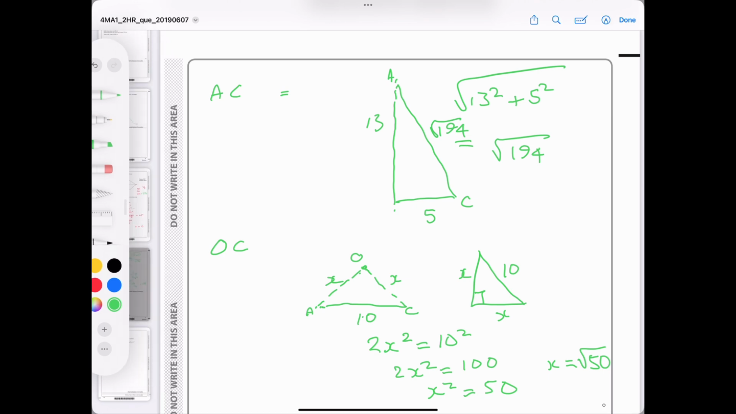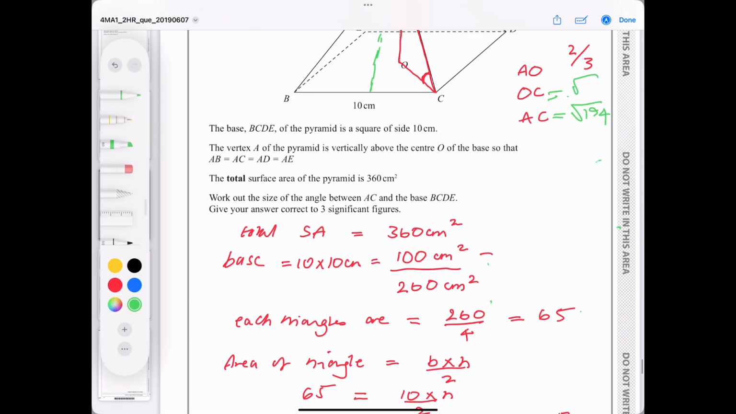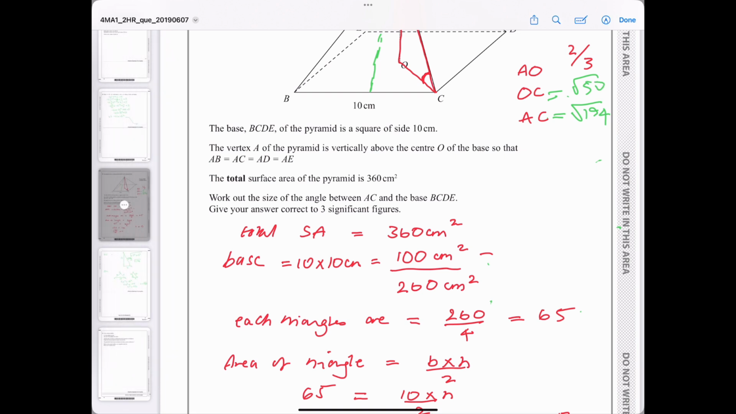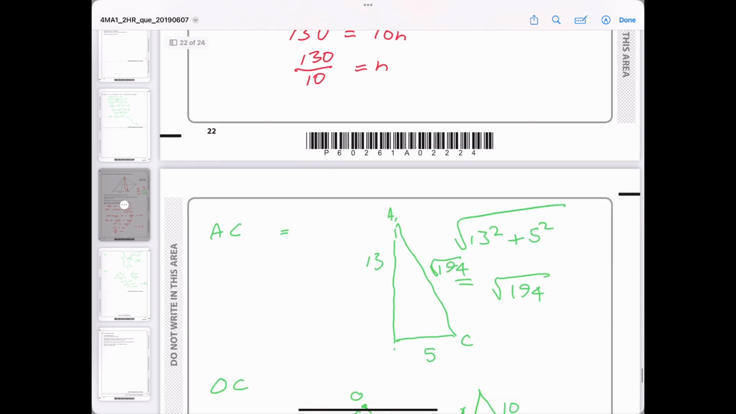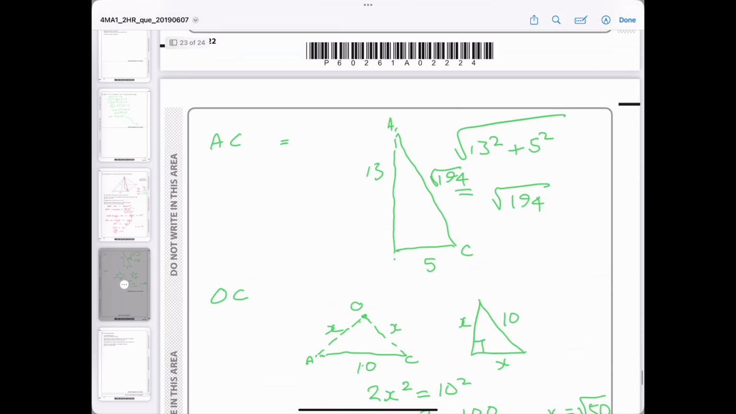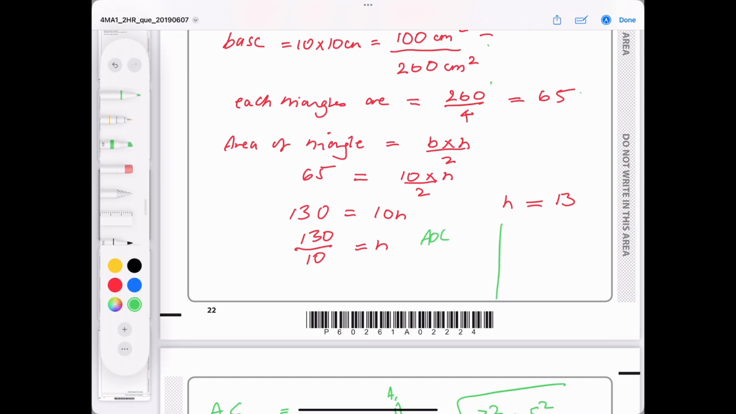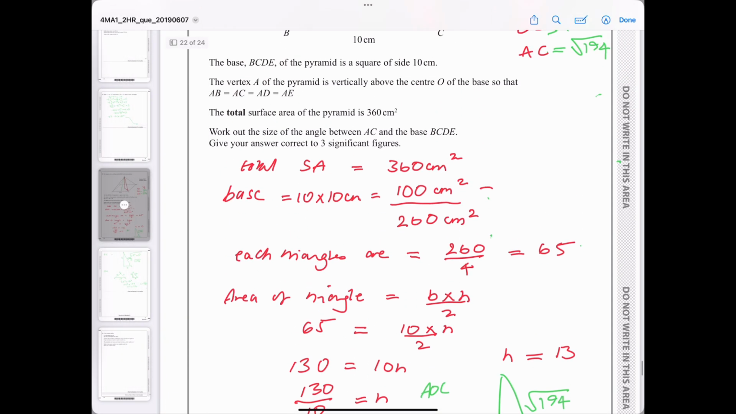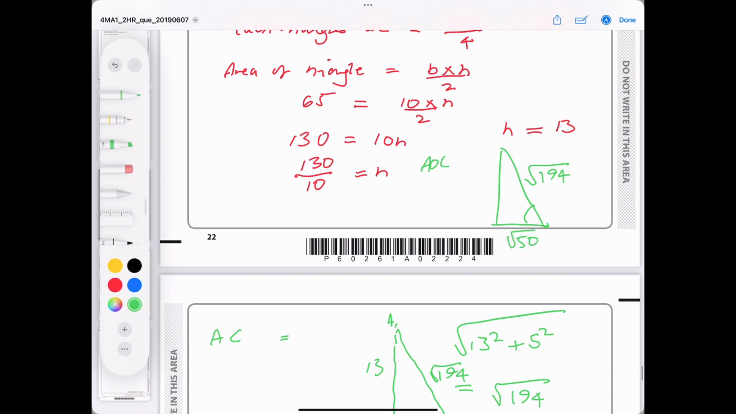Now that means we've got OC. I'm hoping I don't need to get any more, so root 50. So now I'm going to redraw AOC. I've really used up a lot of space here, so I'm going to put it here, AOC. So that looks like that. This is 194, this is what we're looking for. This is root 50. And I don't know that, but I'm hoping I don't need to.